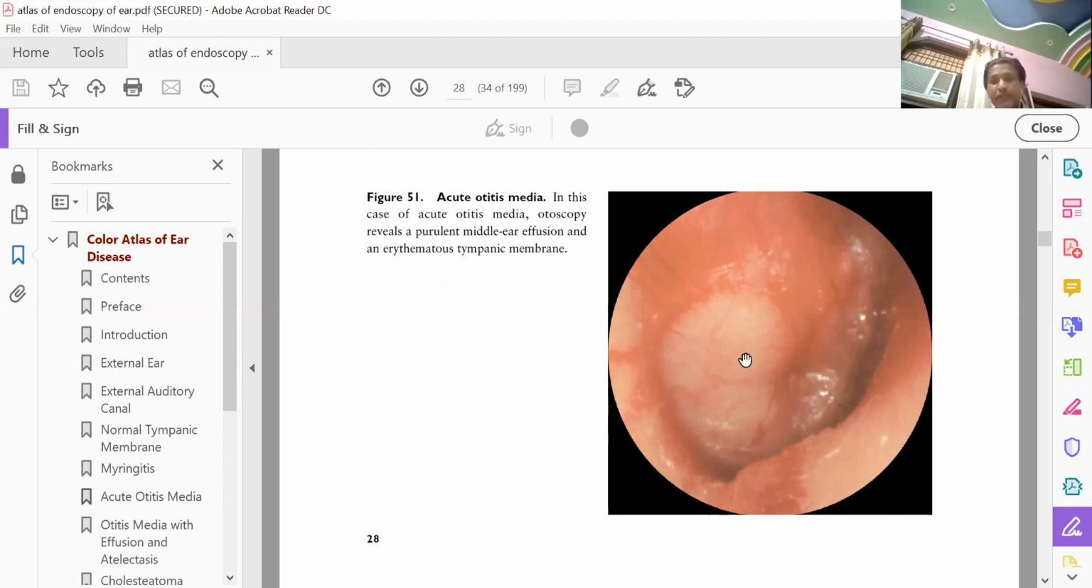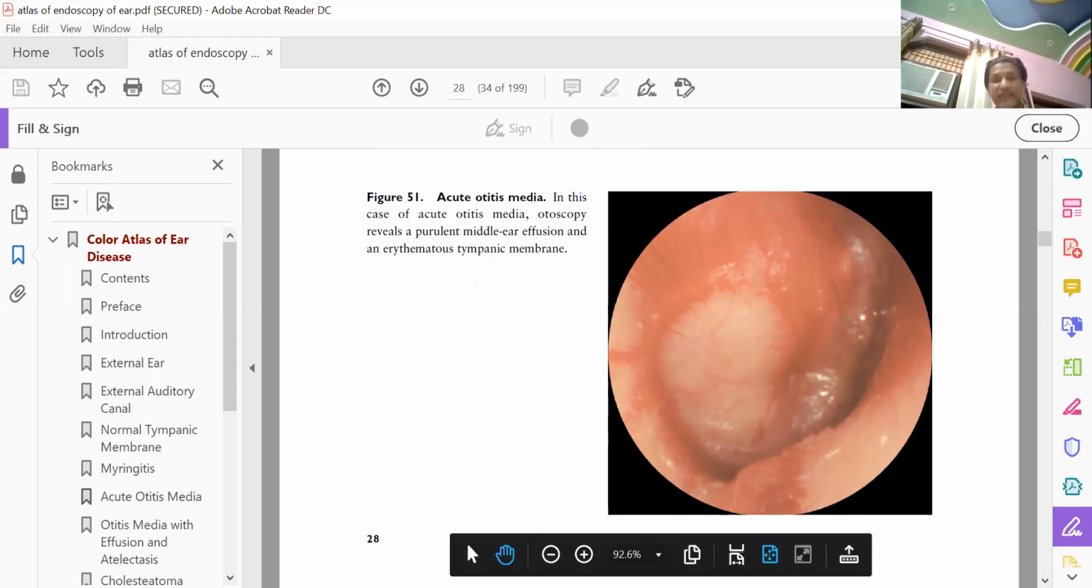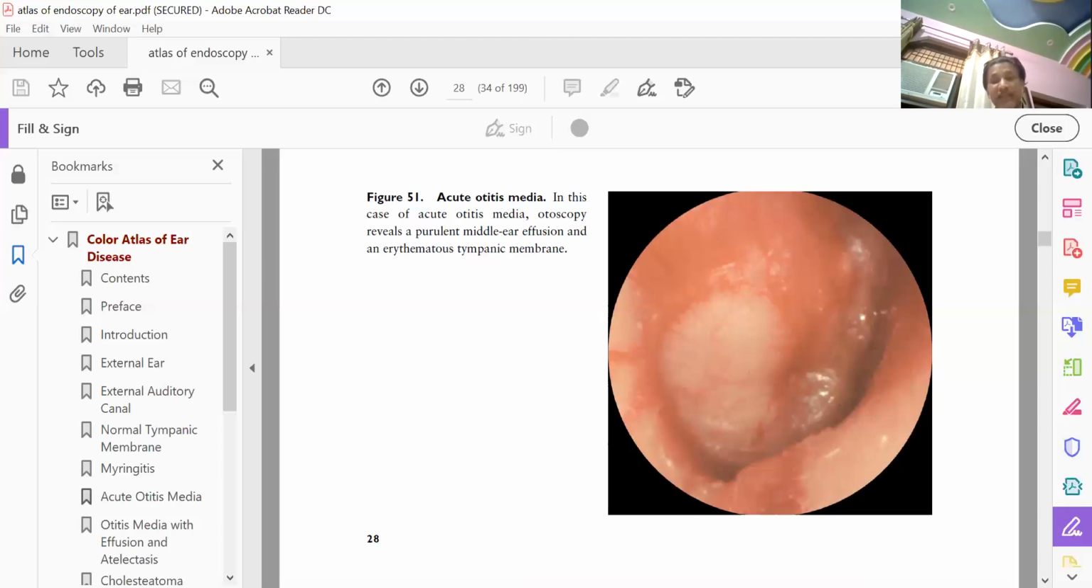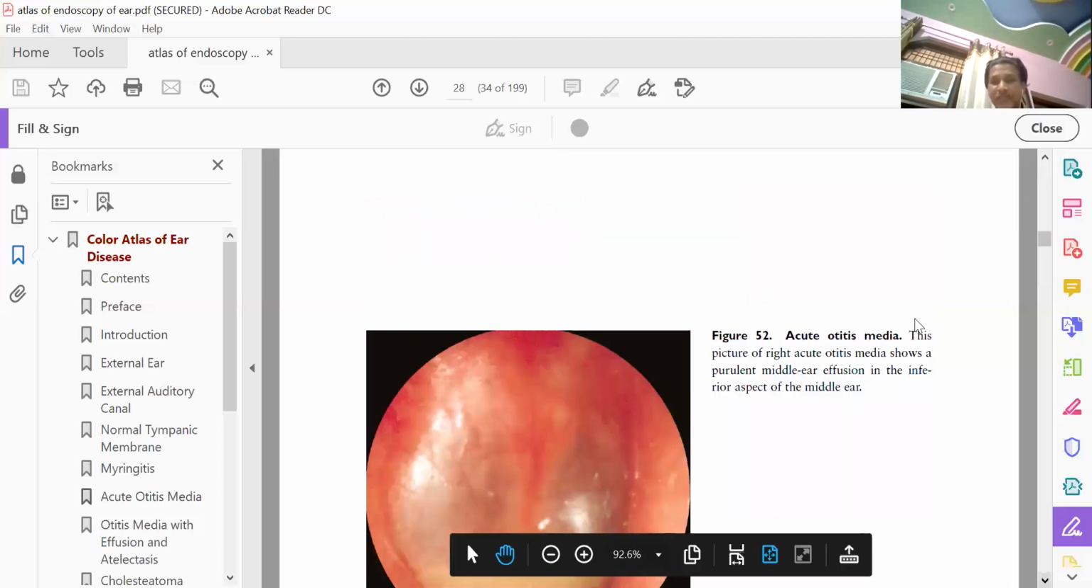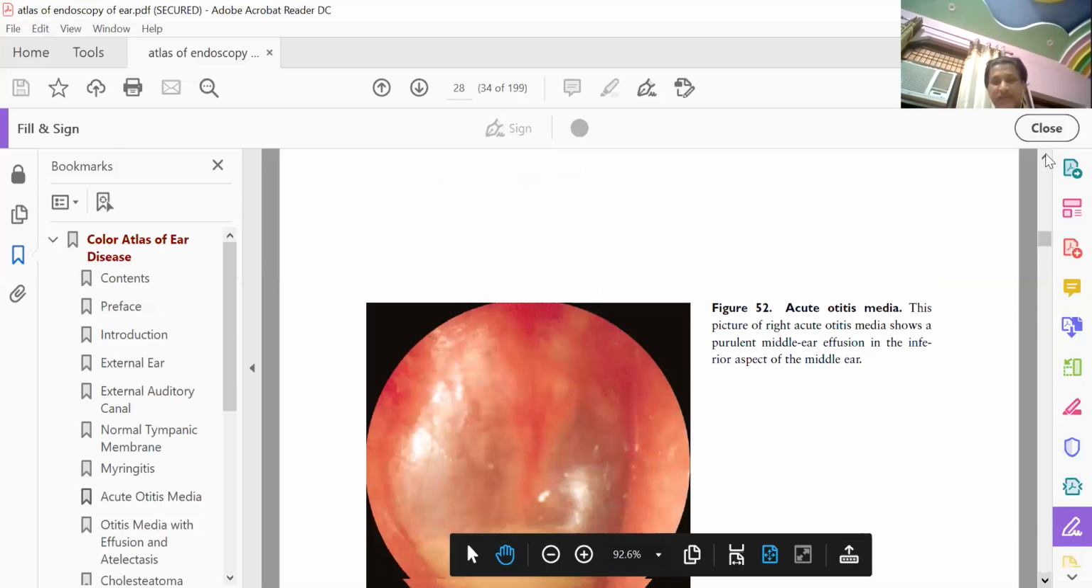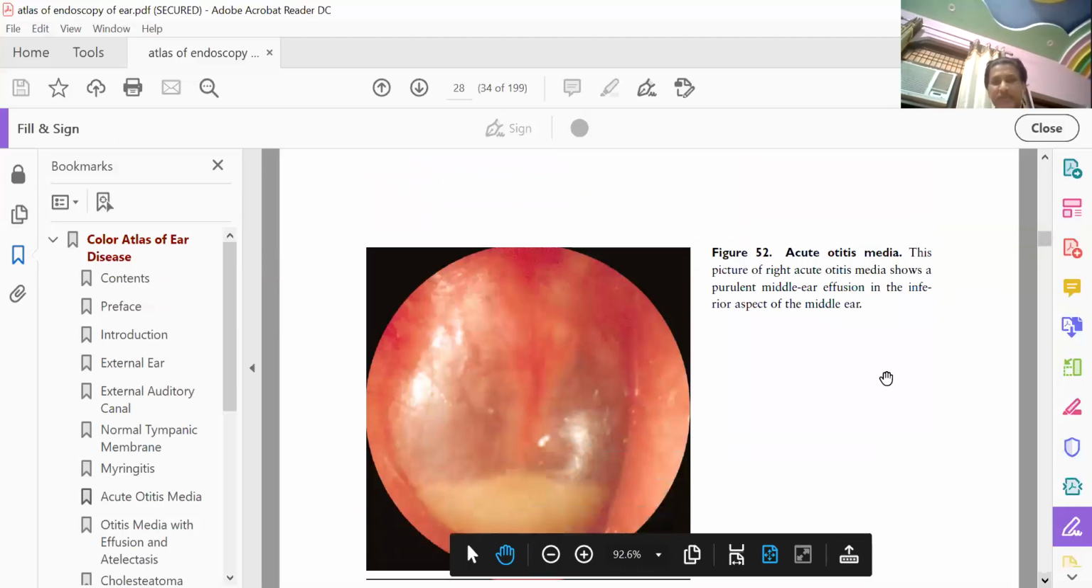So you can say in the literature also that this reveals a purulent middle ear effusion. The patient also will have a painful ear as well as heaviness as well as hearing loss, conductive hearing loss as well. And the tympanic membrane is erythematous, edematous or congested. So this is again a very common picture of the tympanic membrane.